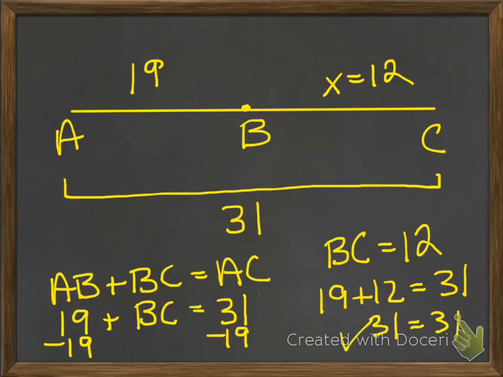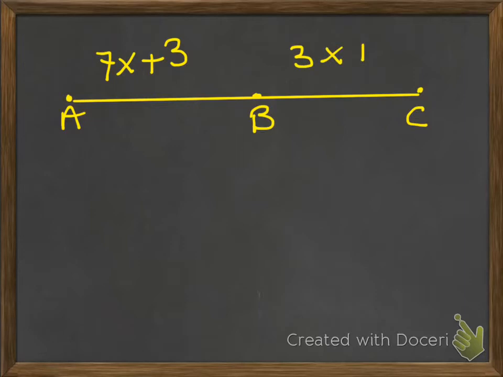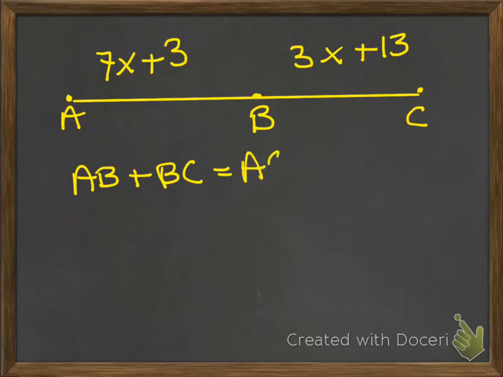All right, so let's do one that's a little bit more difficult. Okay, so there's our segment A, C, and then B is somewhere in between. All right, so AB is 7x plus 3, and BC is 3x plus 13. All right, the segment addition postulate says that AB plus BC is equal to that whole segment of AC.